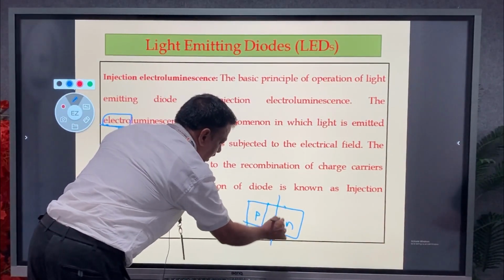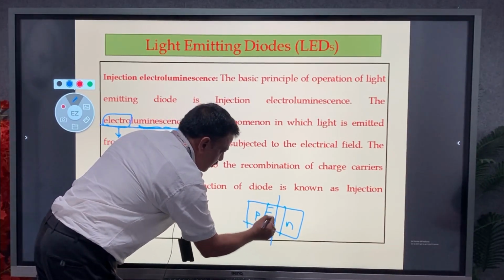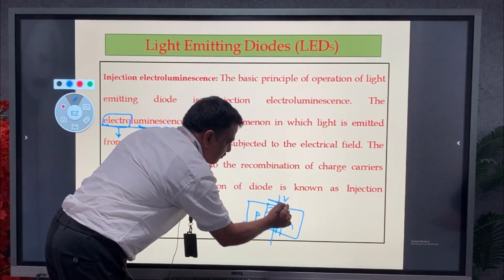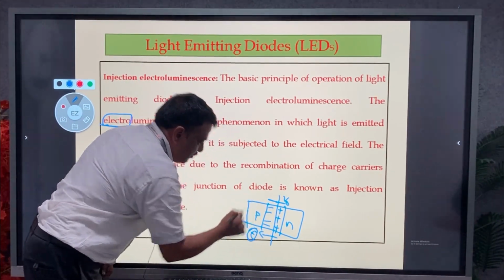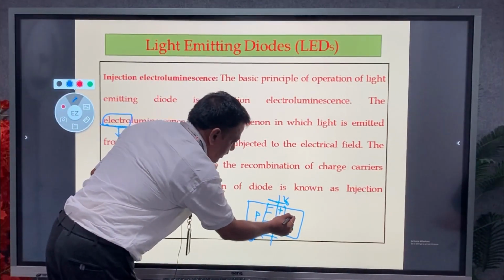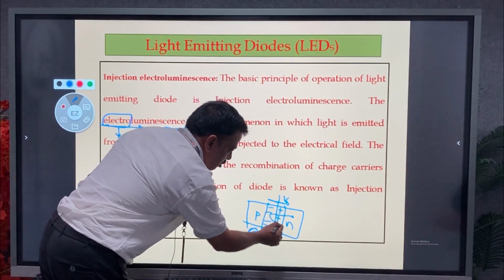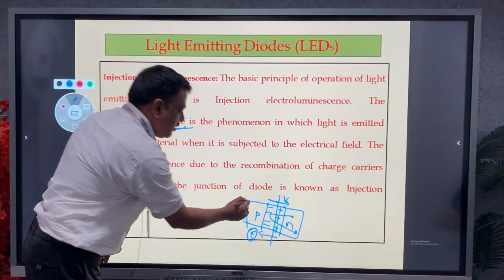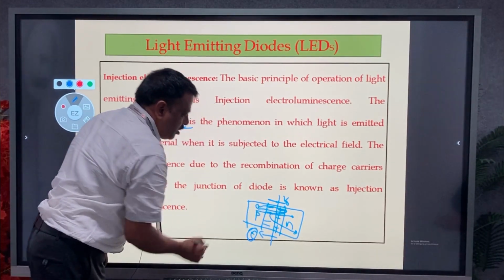This is the barrier. Barrier means these are the immovable negative ions and these are the immovable positive ions. It creates a barrier of voltage V0, which is considered as an electric field E. This electric field stops the further movement of charged carriers. Suppose an electron moves across the junction; the negative charge strongly repels it and it comes back to the N side. Likewise, if a hole moves to the N side, the positive charge strongly repels it.